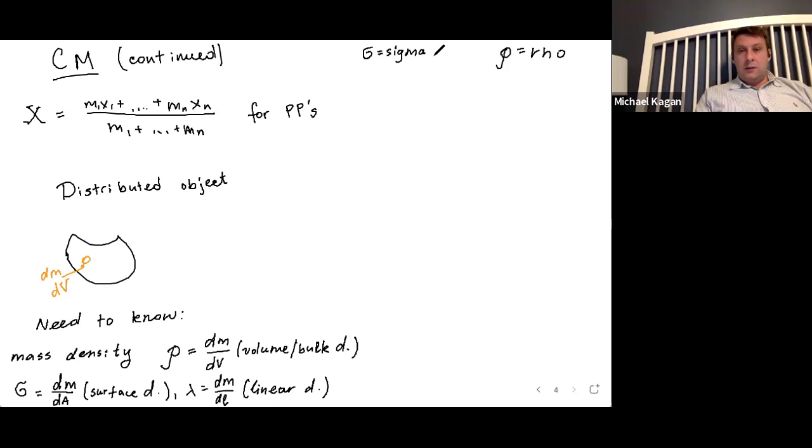Sigma, lowercase sigma, and oh, what's lambda?